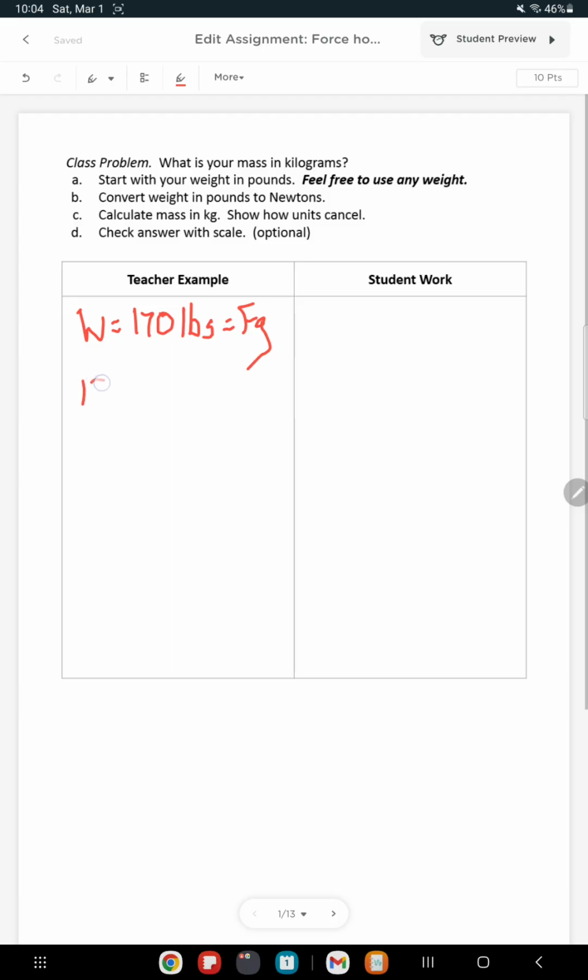So you take 170 pounds, and there's 0.225 pounds in 1 newton. If we take that in the calculator, we get a gravitational force, a weight, of 756 newtons.